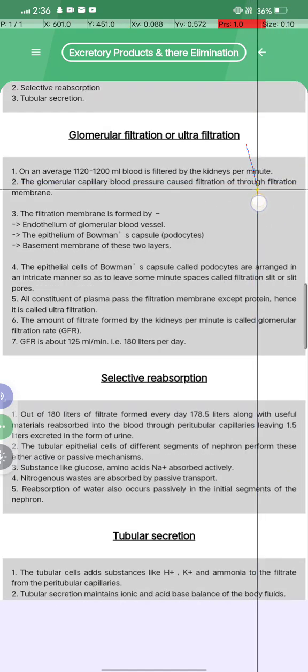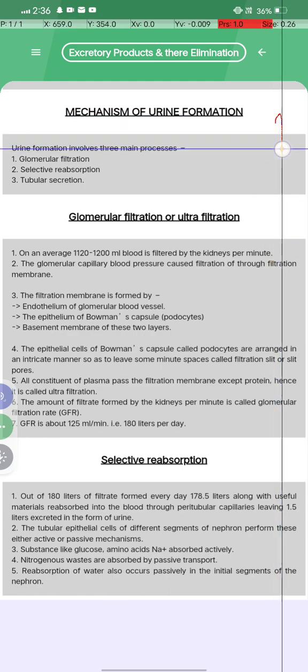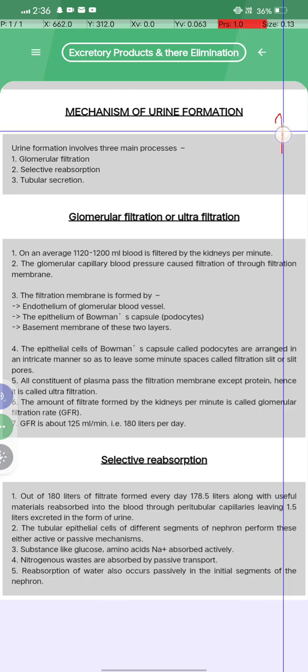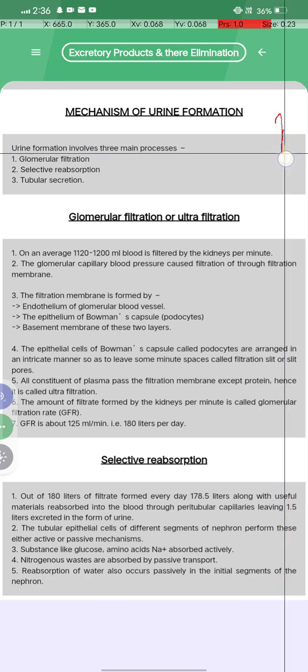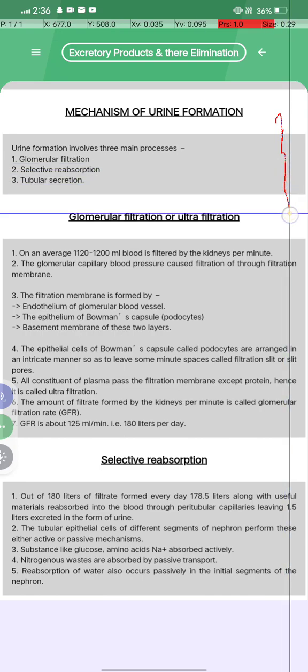Okay, next, mechanism of urine formation. Urine formation involves three main processes: glomerular filtration, selective reabsorption, and tubular secretion.